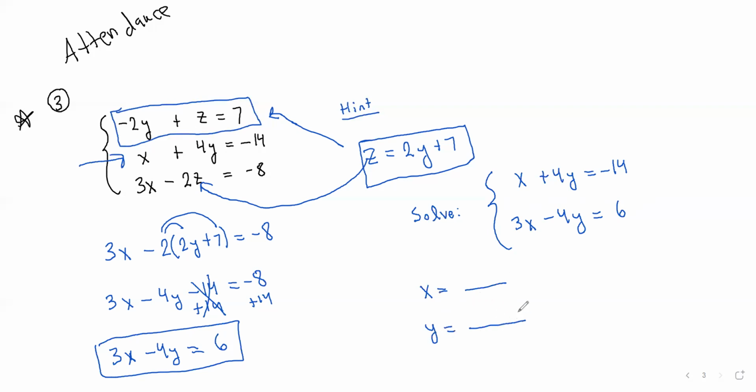Once you found what y is equal to, you're going to take this number and plug it into this formula for z and get z equals something. And so you'll have your solution x, y, z. So here's my hint: as you solve this system of two equations, find x and y, and plug y into this formula to find z.